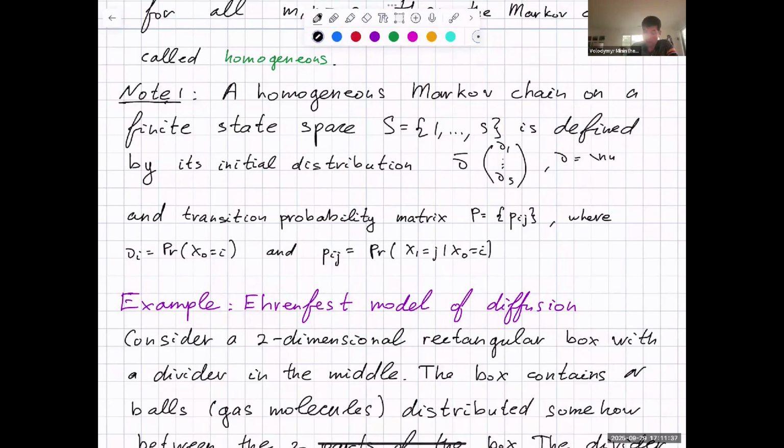And notice it doesn't really matter that I'm saying 0 here. I could say the probability of x5 equal to j given x4 equal to i. They're all equal, so it doesn't matter, as long as the difference between these steps is 1.